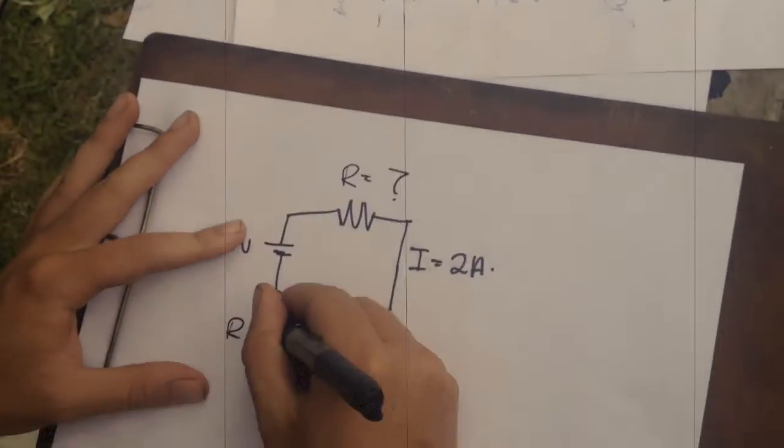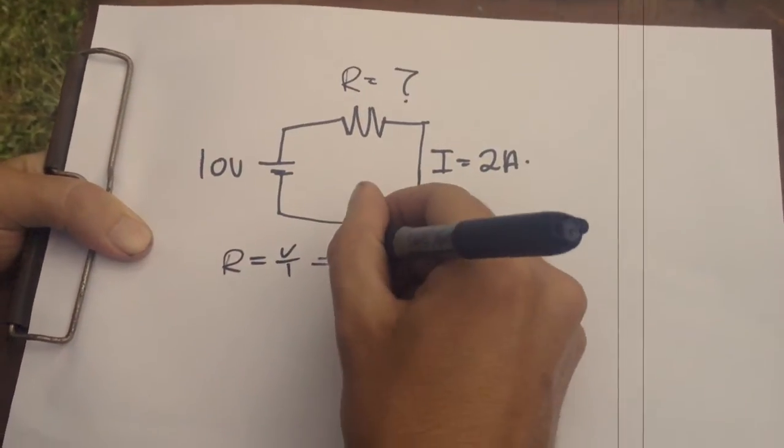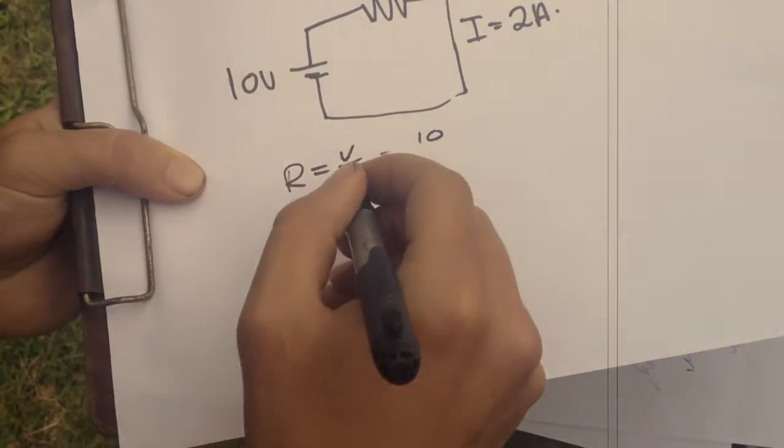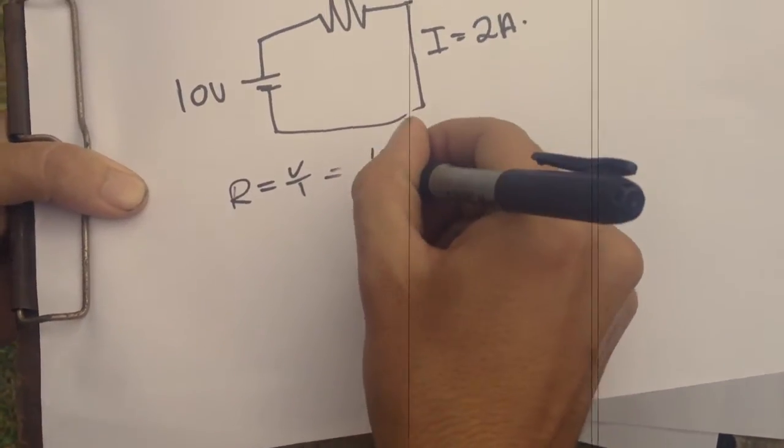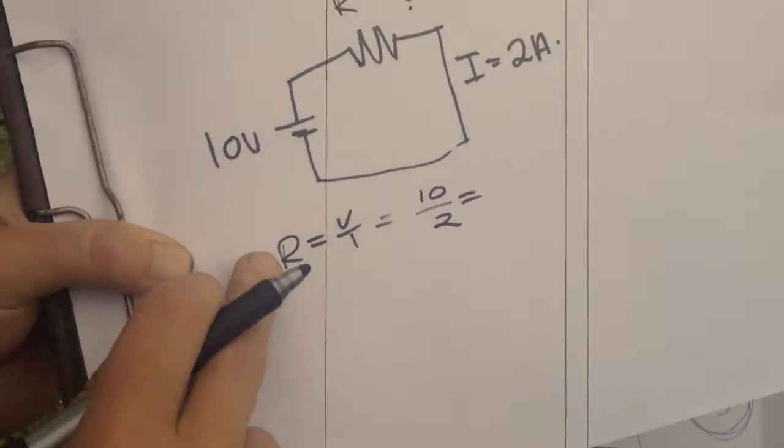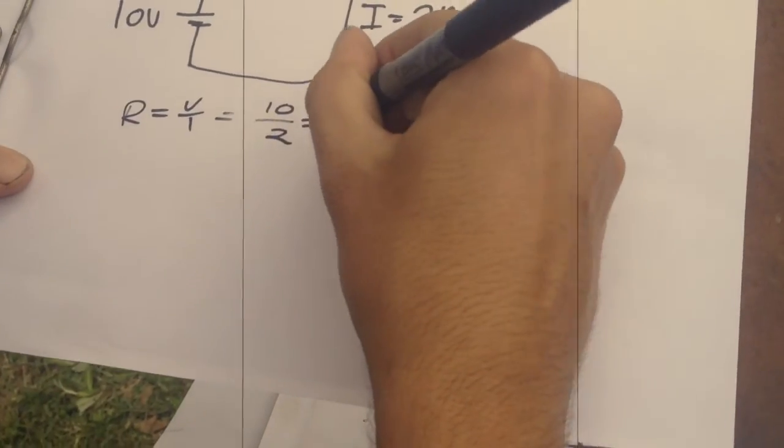R equals V divided by I. So the voltage is 10 and the current I is 2. This means that the resistance is 5 ohms.